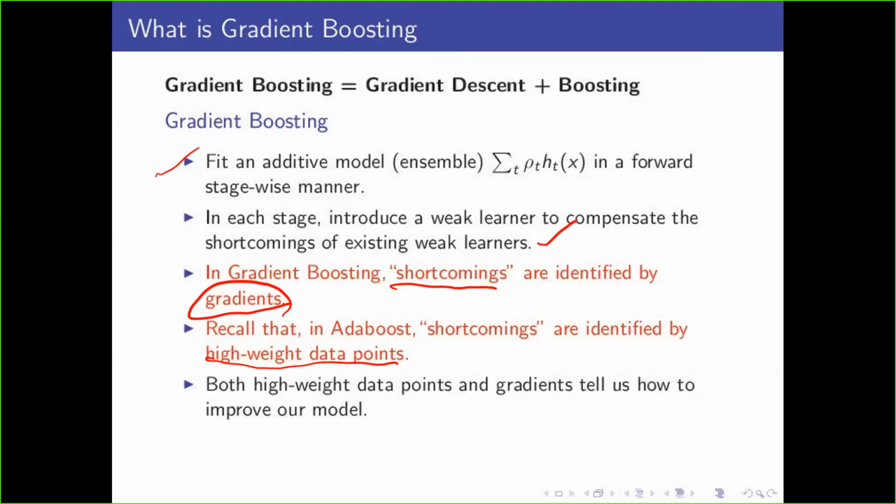The simple idea is this. How it does that, we will see later, along with the complete procedure. But this is what we are doing in the gradient boosting algorithm. We are fitting an additive model in a forward stage-wise manner. At each stage, we introduce a weak learner to compensate for the shortcomings of the existing weak learners. And how are we identifying the shortcomings? Shortcomings are identified through gradients. We'll see an example, then you will understand it better.